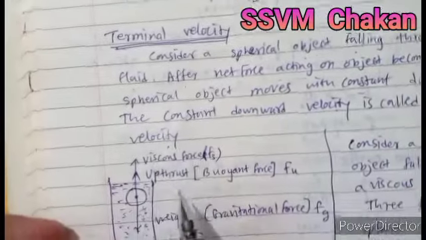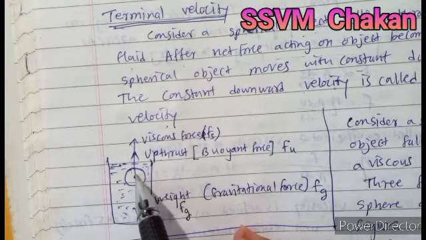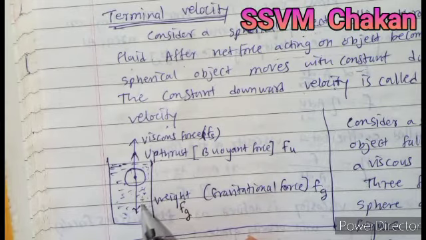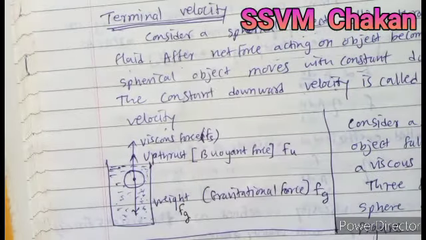त्यानंतर टर्मिनल वेलॉसिटी. ज्यावेळेला हा स्पियर तुम्ही फ्लुईडमध्ये टाकता, सुरुवातीला त्याची वेलॉसिटी जास्त असते, हळूहळू तो कॉन्स्टंट वेलॉसिटीने खाली जायला लागतो. ती जी कॉन्स्टंट वेलॉसिटी असते तिला म्हणलं जातं टर्मिनल वेलॉसिटी.